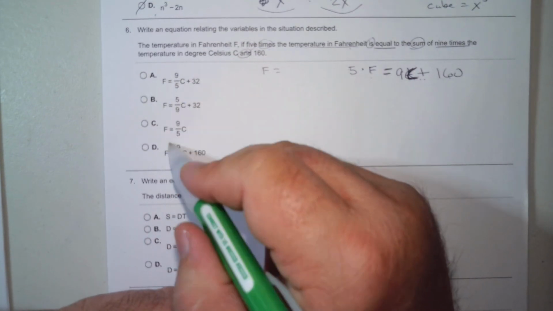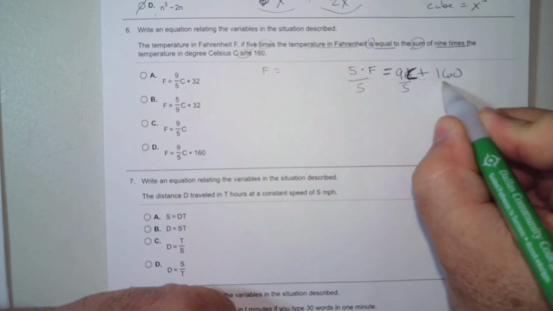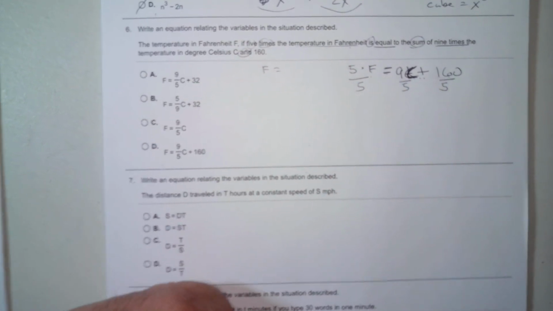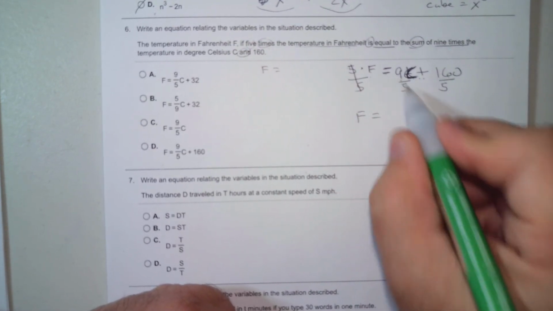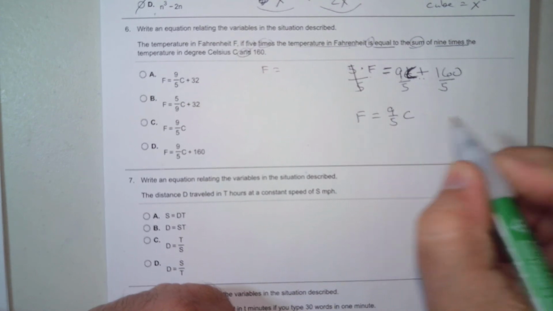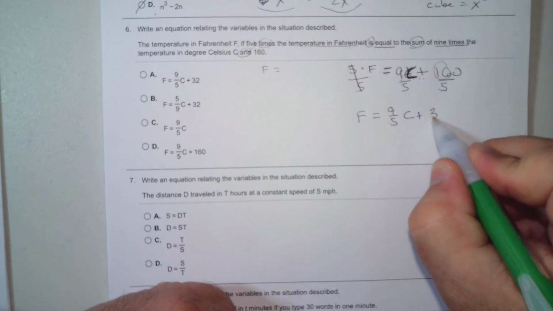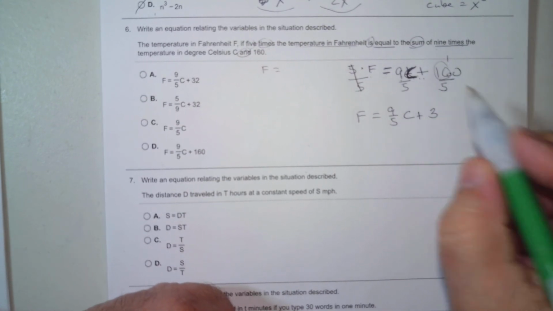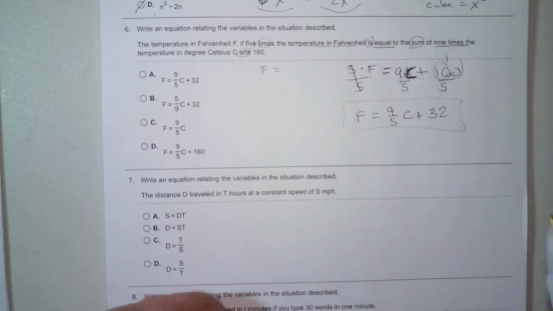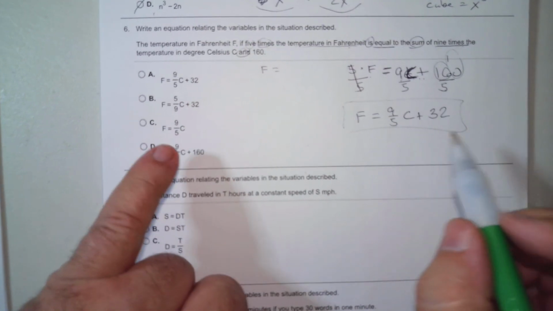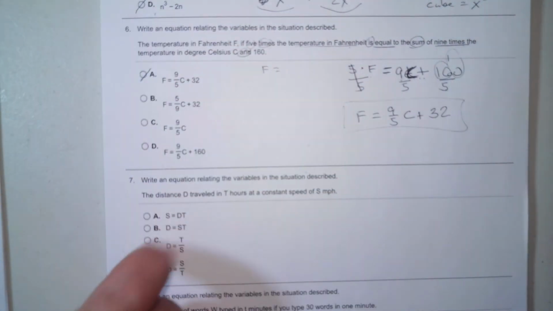Okay, so we're looking for F. So now we have to divide each term by 5. So it's 9 over 5, C. 5 goes into 16 3 times with 1 left over. 5 goes into 10 twice. So here's the conversion formula. 9 over 5 C plus 32. So it's A.